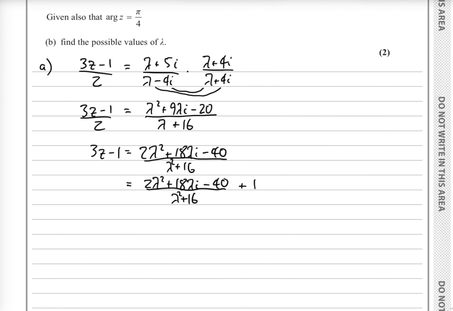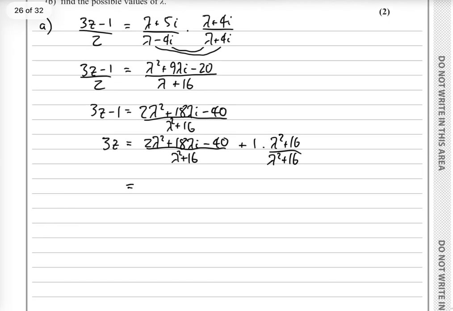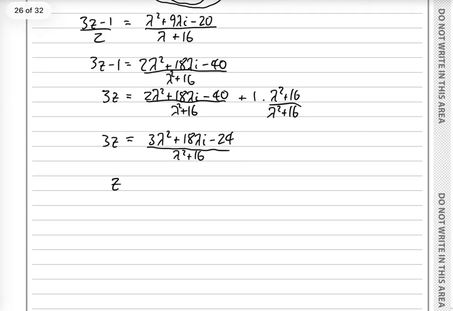So when we do plus 1 here, we're going to change that to match the denominator. That will be a 3z, and then hopefully we'll get multiples of 3 here. I can see the lambda will be. And then, yeah, we still got 18 lambda i minus 24. Great. And then lambda squared plus 16. Divide everything by 3. Lambda squared plus 6 lambda i minus 8 over lambda squared plus 16.